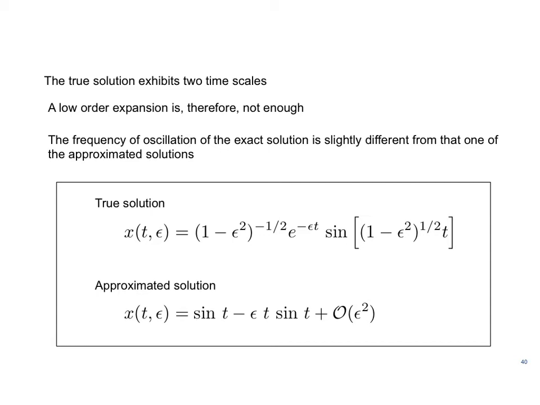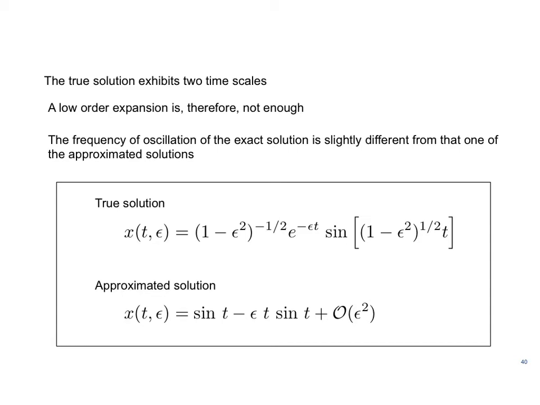The main message here is that we need a technique that allows us to account for this slow time and this, let's call it, fast time. By doing so, you will realize that we don't need to go very high in the order in the expansion of x, but we just need to account for these two time scales.